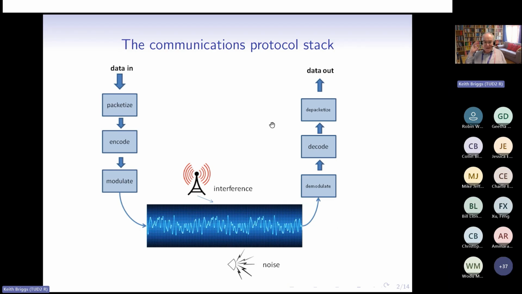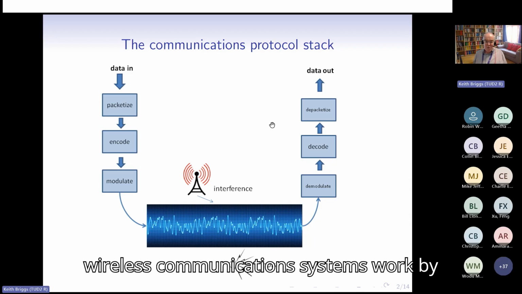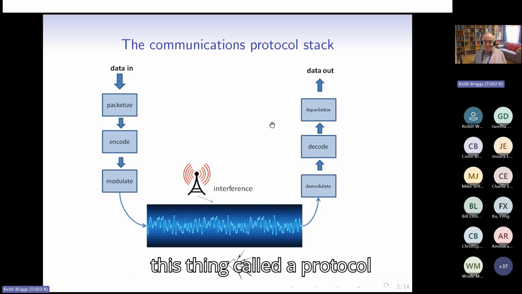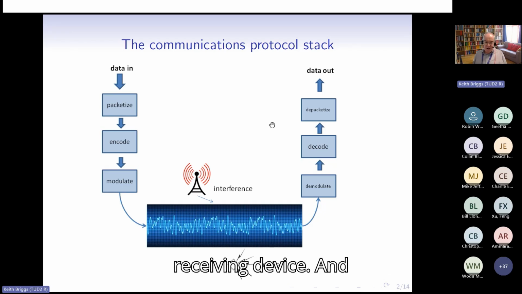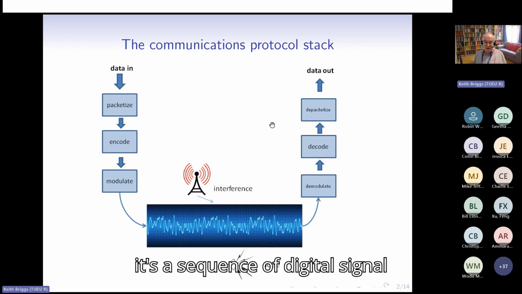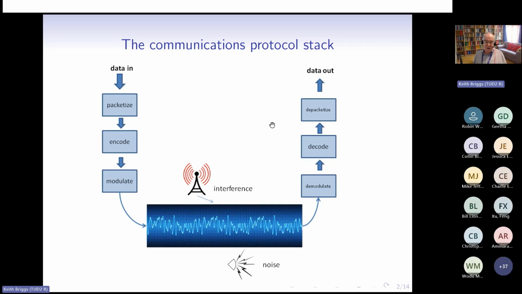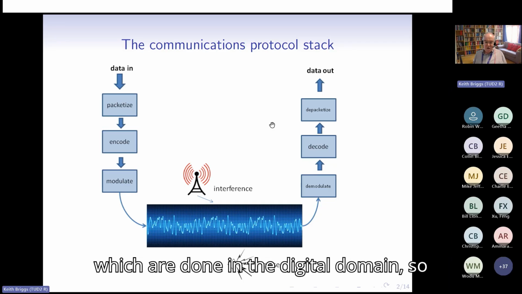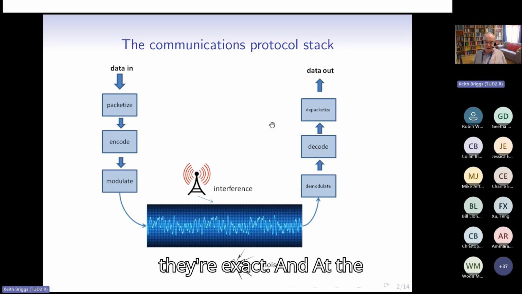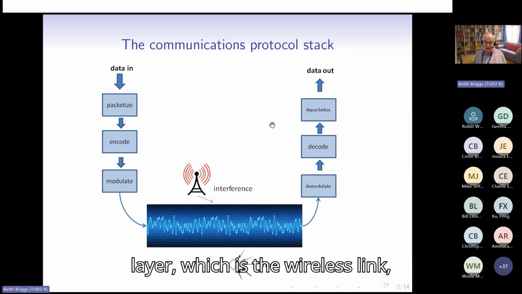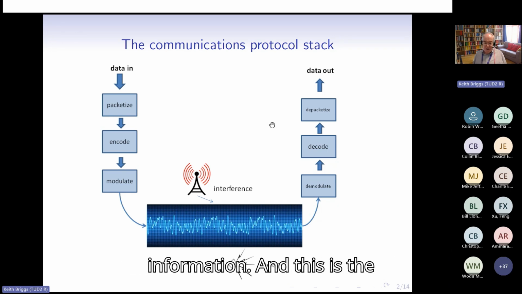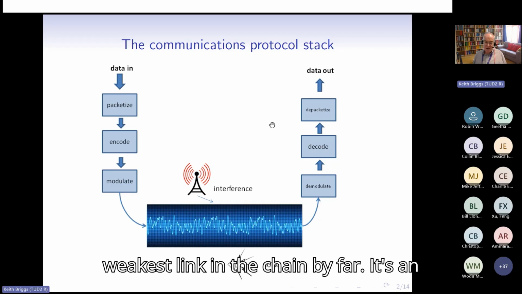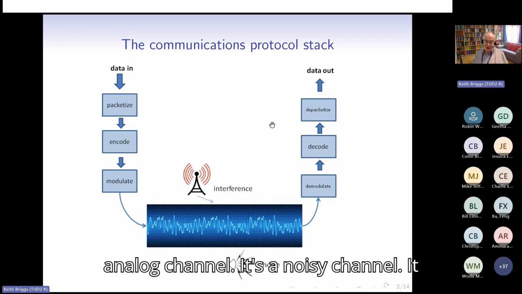So very crudely, the wireless communications systems work by this thing called a protocol stack, where there's a copy of it in every transmitting device and every receiving device. It's a sequence of digital signal processing steps, essentially, which are done in the digital domain, so they're exact. And at the bottom of the stack is the physical layer, which is the wireless link, which we're trying to use to send information. And this is the weakest link in the chain by far. It's an analog channel. It's a noisy channel. It has interference.